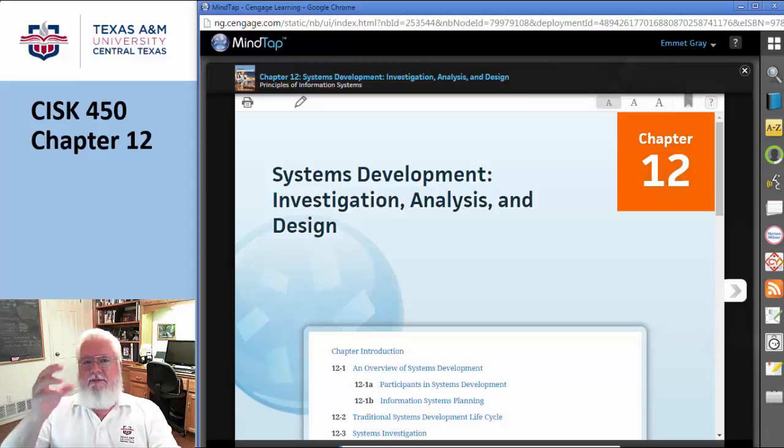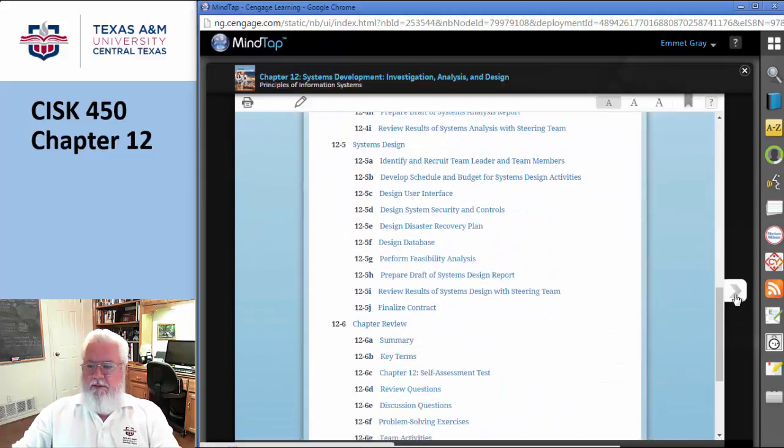Now we're talking about the steps you have to take to actually build a new system or acquire a new system. Okay, so this part we're in is in two chapters. Chapter 12 is the system investigation, analysis, and design. The next chapter takes the rest of the parts, and we're good to go. Okay, so let's go over the objectives as always.